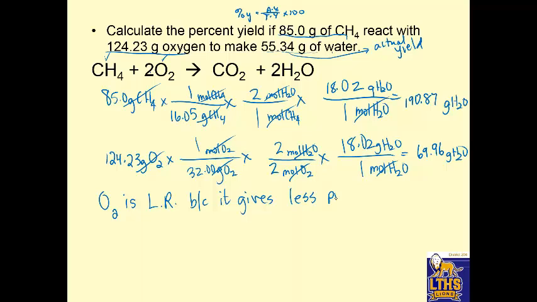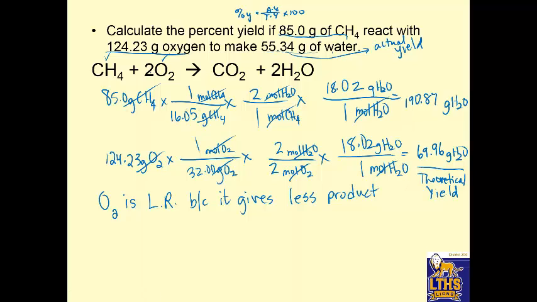All right, step 1, find the limiting reactant. Okay, step 2, now that you know that oxygen is limiting, you also know something else. You also know that this is called the theoretical yield because it's saying if all of the limiting reactant gets used up, that's the most product that could come out of the reaction.